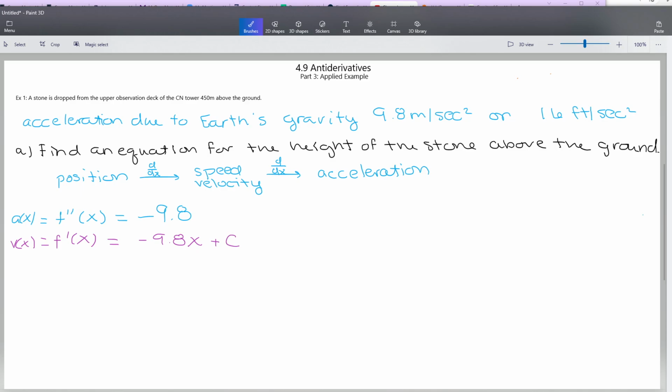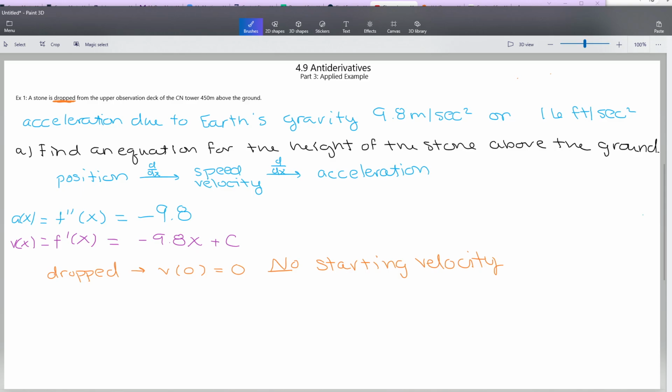Now we really want to figure out what that constant is, so we are going to use this information here. If it says that it is dropped, this is physics code for the velocity at the start is 0. No starting velocity. Remember, velocity is just speed with direction. So if it says it's dropped, that means it has no starting velocity.